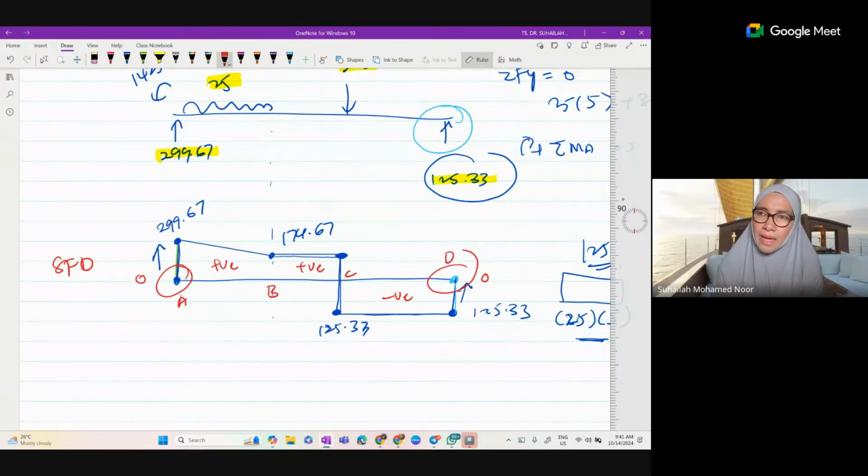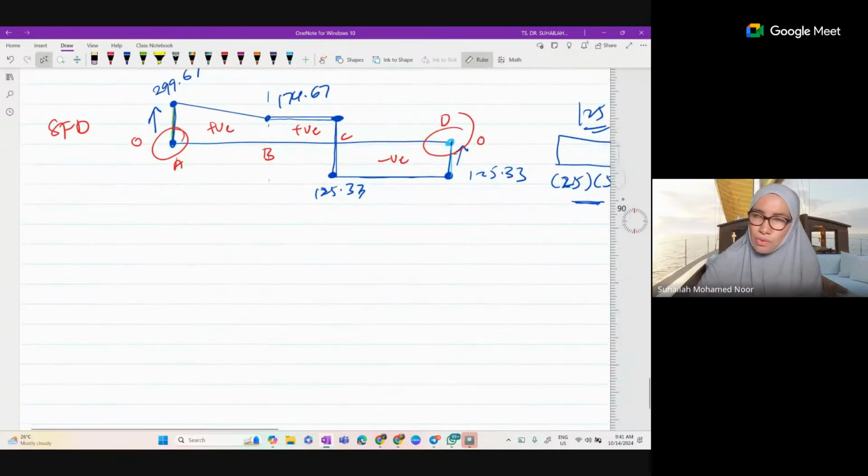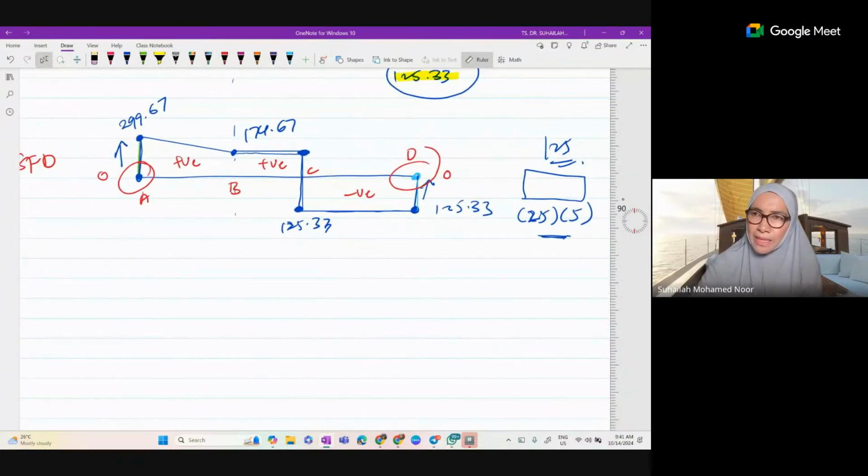Okay, so this is how we get the shear force diagram for this beam, and from the shear force diagram we can directly draw. From this we will draw the bending moment diagram from the area of the shear force diagram. Next after this is the bending moment diagram. A to B is a trapezium, B to C is a plain rectangle, C to D is a plain rectangle. So now we will continue to draw the bending moment diagram.